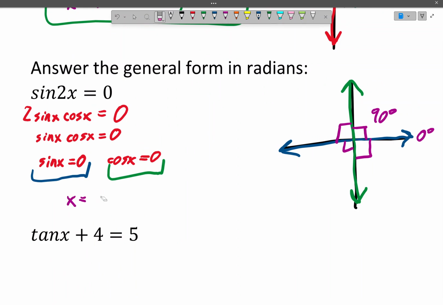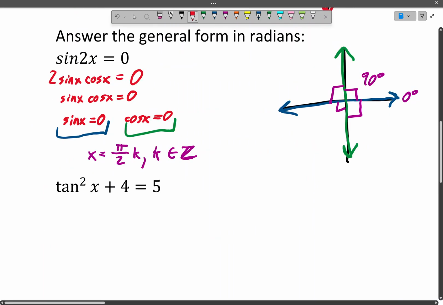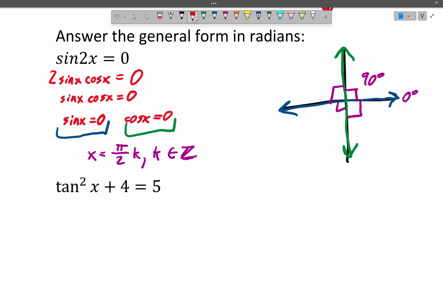Oh, now I'm doing degrees when it should be radians. Pi over 2, k, where k is an integer. All right, pause the video now and try it for yourself and see if you get the same answer that I do.